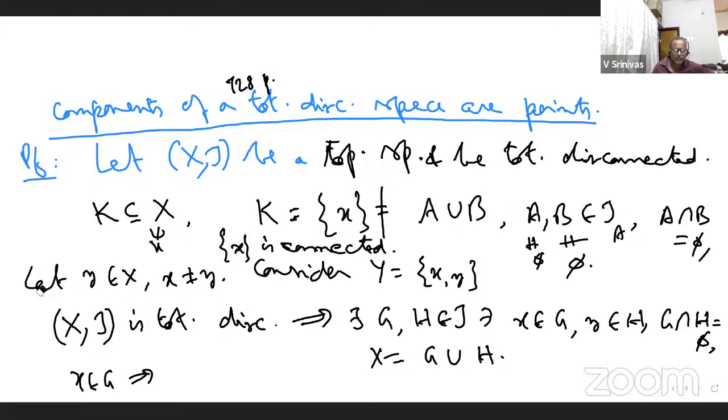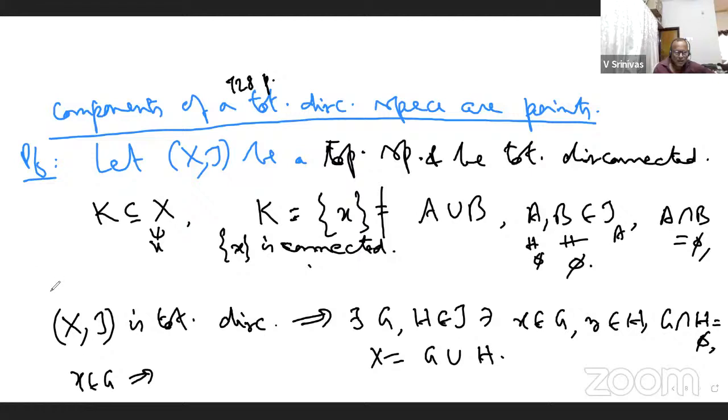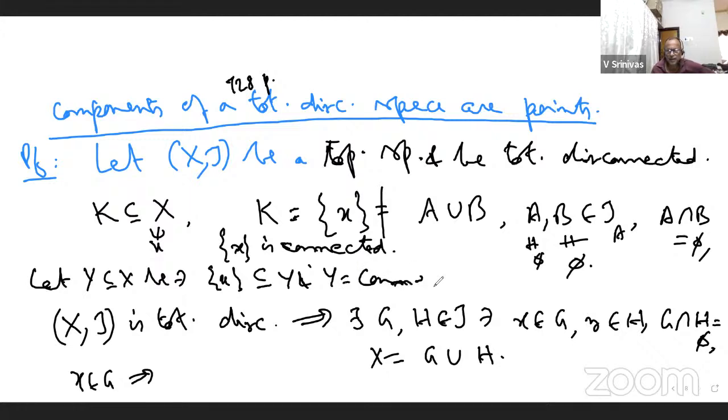So from that, I'll choose Y. Let Y contained in X be such that singleton x is contained in Y and Y is connected. I'm taking a capital Y which is a superset of singleton x, and I am also assuming that this is connected. I'll show that this is not possible. I'll assume that singleton x is properly contained in capital Y, and I'll show that this leads to a contradiction.